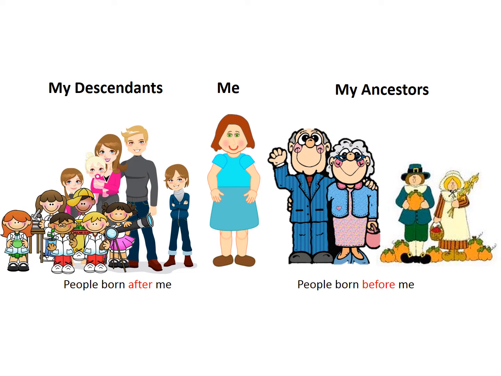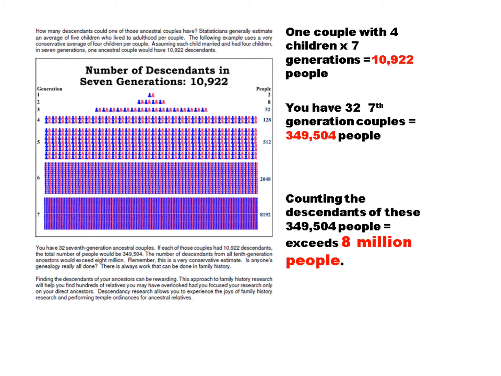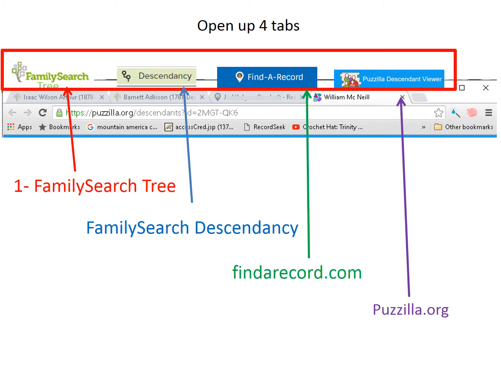Not everyone is clear on what a descendant is, so be sure to define this as you talk about it to a patron. This often surprises many of us that we can have over 8 million people coming forward from our ancestors' lines. First, determine how much time a patron has and exactly what he or she wants to accomplish.